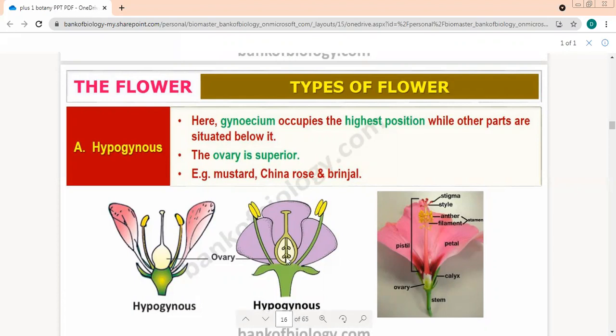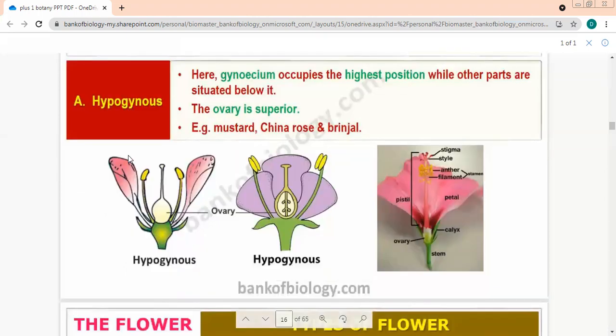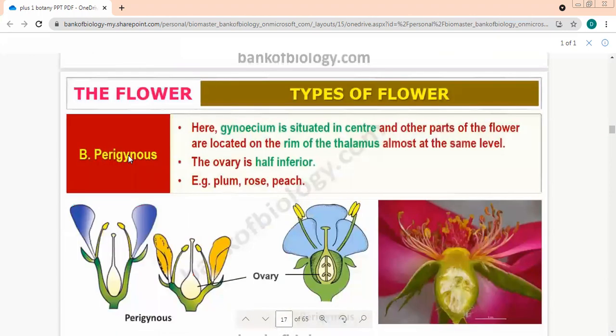The ovary is at the top. So such kind of an ovary is called superior ovary, and the flower is called the hypogynous flower. Hypogynous. Now see perigynous.